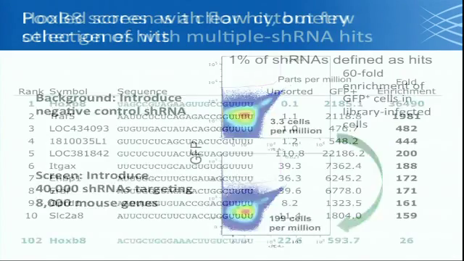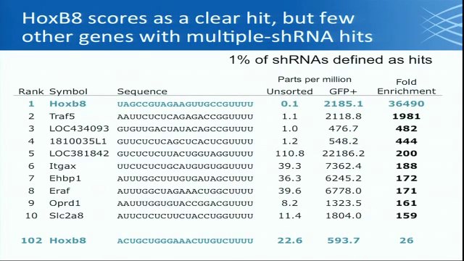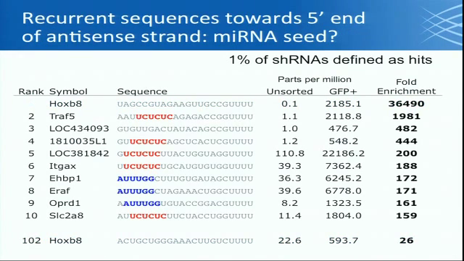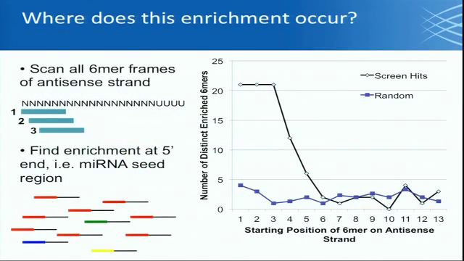All the QC looked good. He got a hit list. HOXB8, the control gene, scored as the number 1 hit. Another hairpin scored as number 102. Things were looking great, but there were almost no other two-hairpin hits in this screen. But we did see, geez, a lot of the hairpins that are scoring seem to have the same sequence motif appearing over and over. So we scanned across.